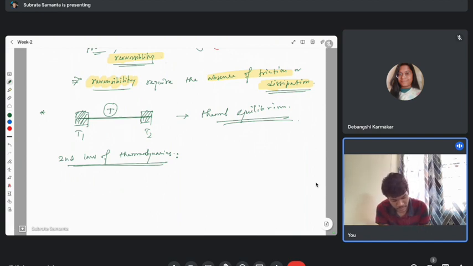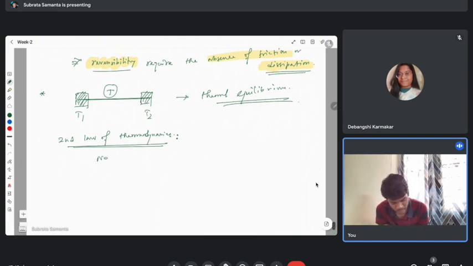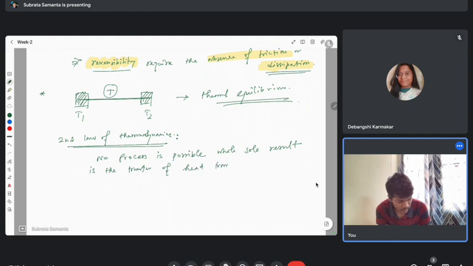So in isolation, no process is possible whose sole result is the transfer of heat from a colder body to a hotter body in isolation.